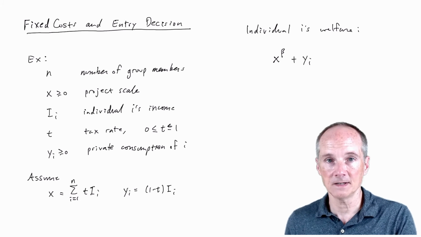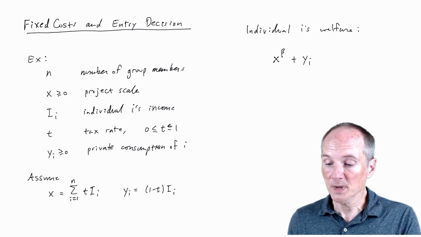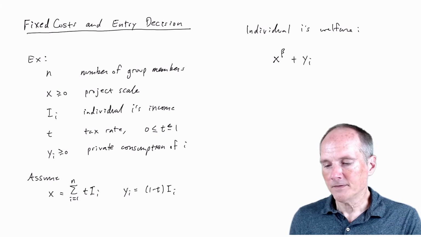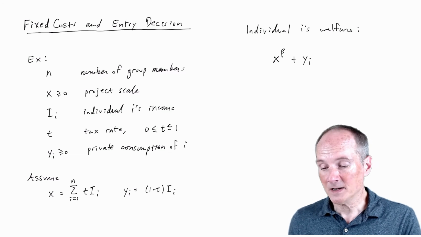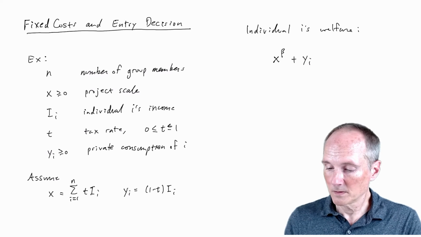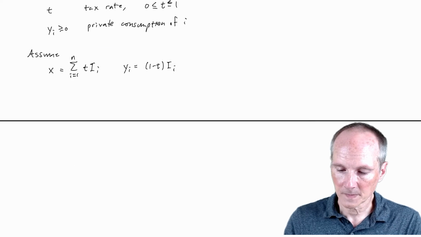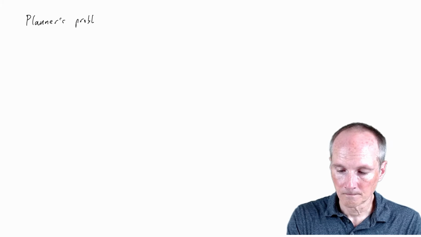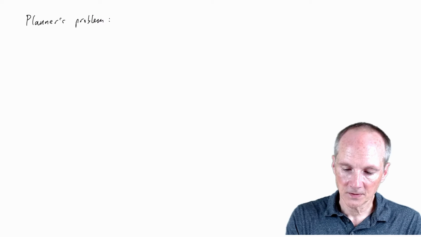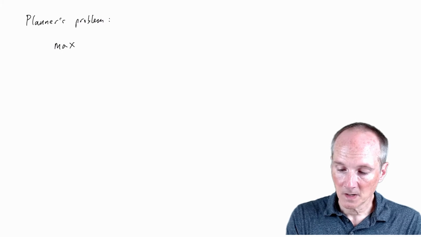You can think of this as a utility function, but in fact, that might not be the best way to think about it, because the planner's problem is to maximize the sum of those. All right, so the planner is going to maximize the sum of each person's benefit across this group.